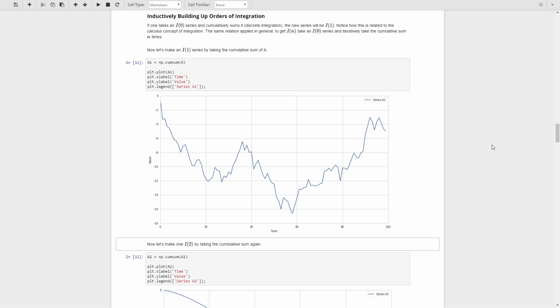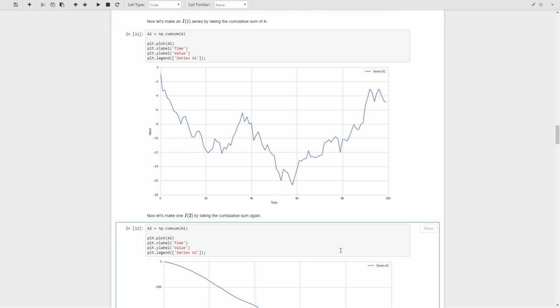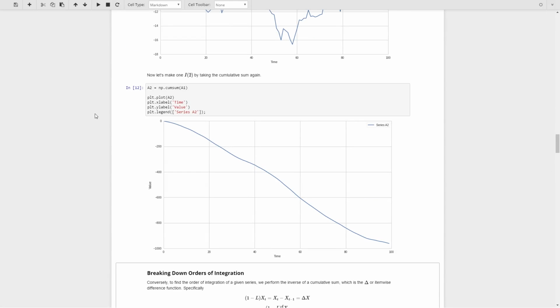If we want something that's integrated of order 2, well, we just take an integrated of order 1 time series and cumulatively sum that. And we'll call that A2 right here. And we see we're getting smoother and smoother and smoother. We can continue in this fashion until we get a time series that's integrated of order n, just by cumulatively summing an integrated of order 0 time series n times.